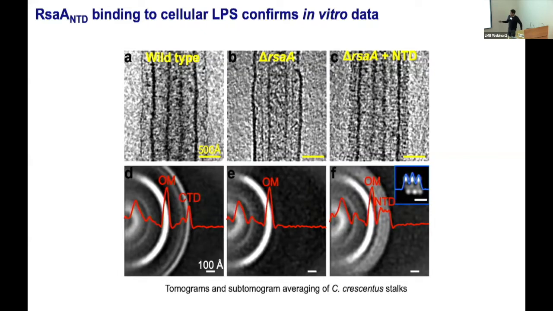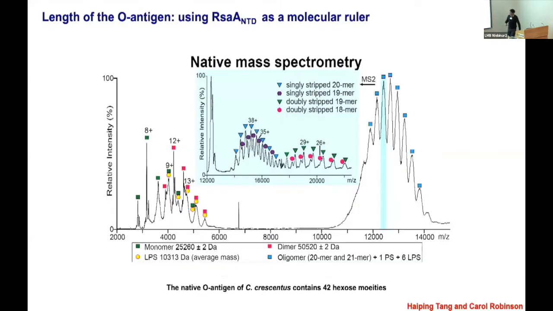Showing that this inner domain protein can bind to both types of O-antigen, and that this can also happen all along the outside of the cell. So now this allows us to do a very cool experiment.